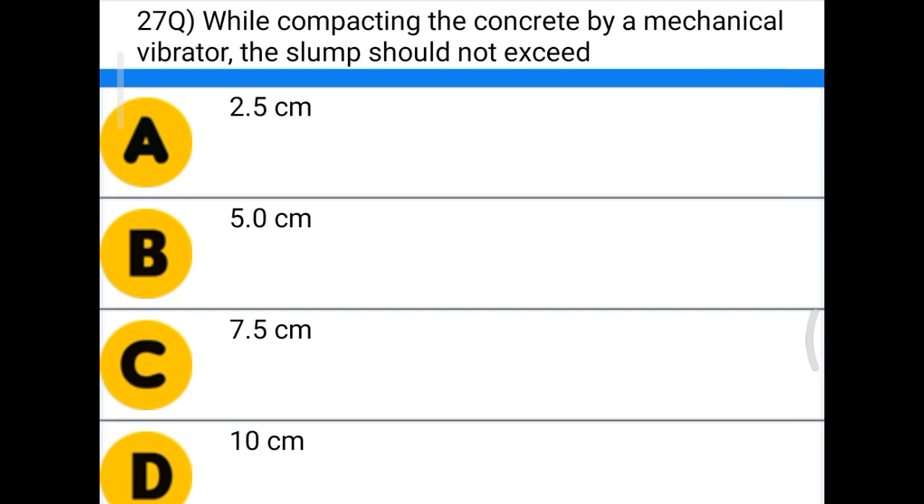Next question, while compacting the concrete by a mechanical vibrator, the slump should not exceed option A 2.5 cm, option B 5.0 cm, option C 7.5 cm, option D 10 cm. So the correct answer is option B 5 cm.